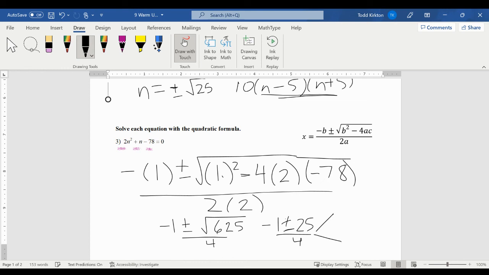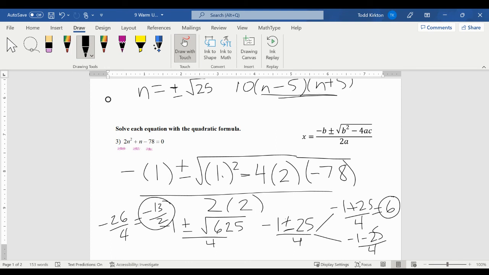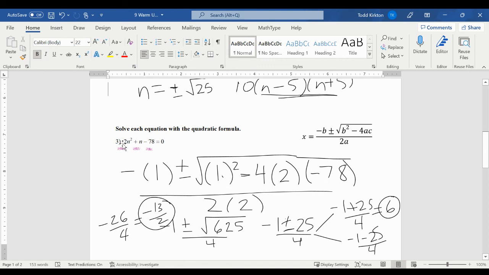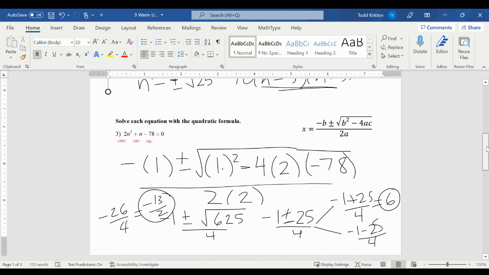So I have to get my two answers now. I have negative 1 plus 25 over 4 and negative 1 minus 25 over 4. The top one is 24 over 4, which is 6. And the bottom one is negative 26 over 4, which you could reduce. You could take a 2 out of each of them, and that's negative 13 over 2, or negative 6.5. So that one you could have factored. It would have been pretty nasty to factor it. Again, be thinking about which option is easiest for each one.